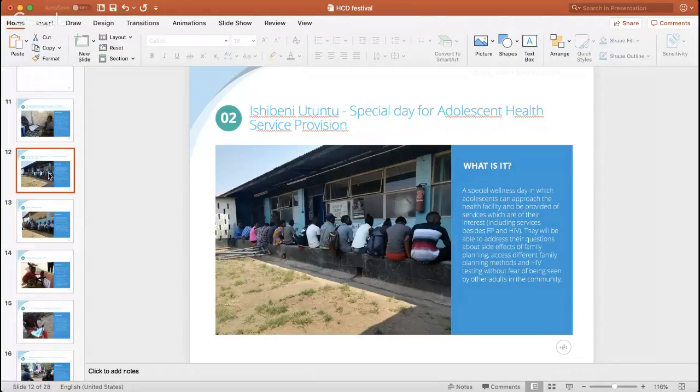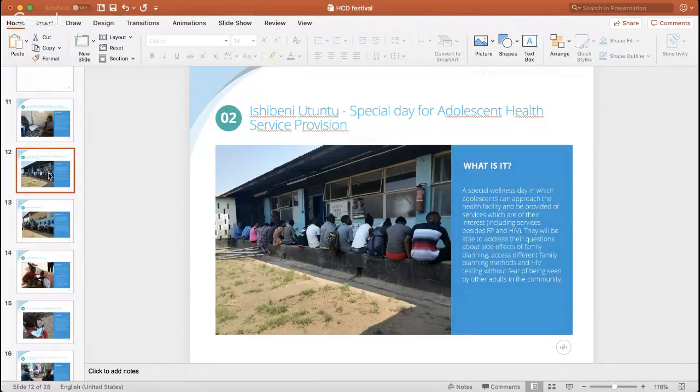We had a bit of a challenge with the waiting time that adolescents had during this day, because we opened the special day at 8 in the morning, and as soon as we opened, we had around 30 adolescents waiting to be attended. So this was one of our biggest insights from this prototype, that we had to do something with the waiting times. Fortunately, we had some volunteers during this special day in the health facility, so they were able to provide some kind of information for adolescents during this waiting time.